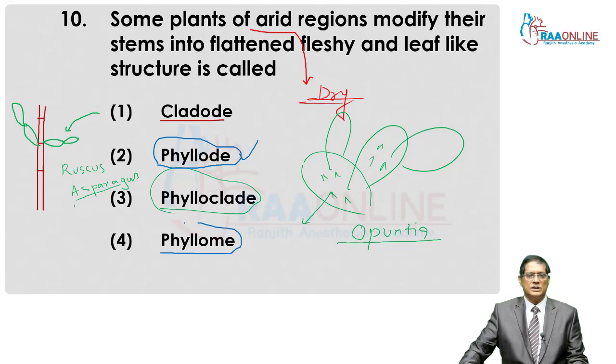The phyllode is a modified part of the leaf, while the leaf itself is the total leaves of the plant. So here the answer to the 10th question is phylloclade.